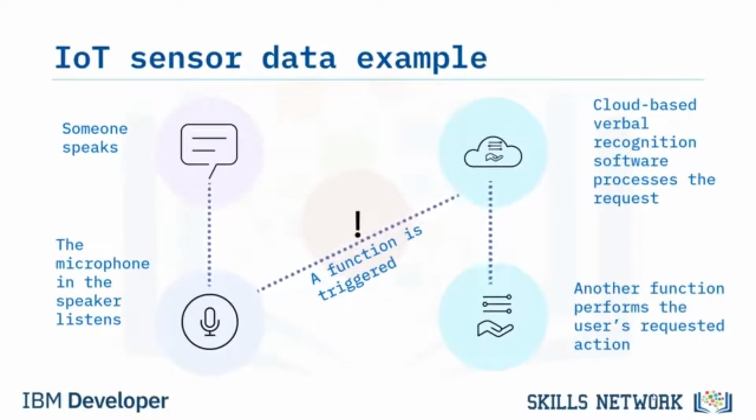Most Internet of Things devices generate data that needs to be processed. For example, a smart speaker in your home listens for verbal commands and takes actions accordingly. In this example, functions handle processing of the user's audio and the execution of any required actions.